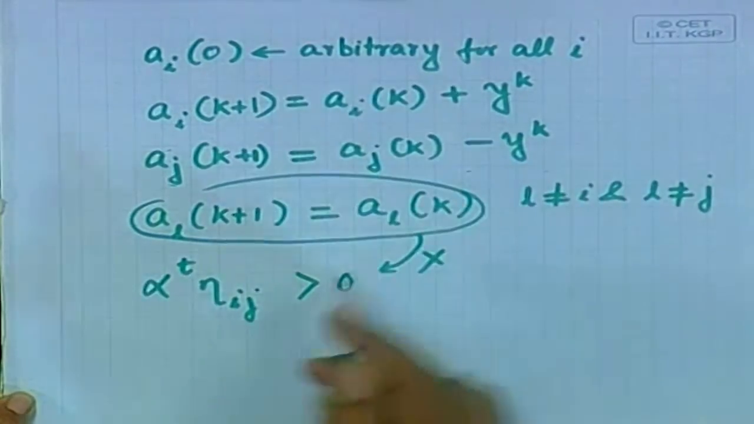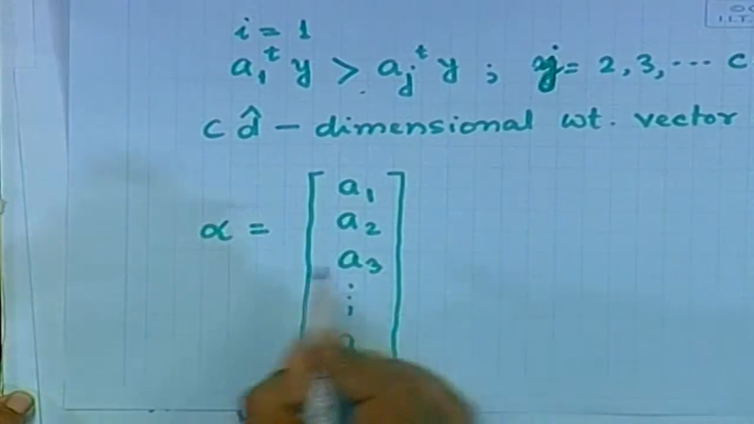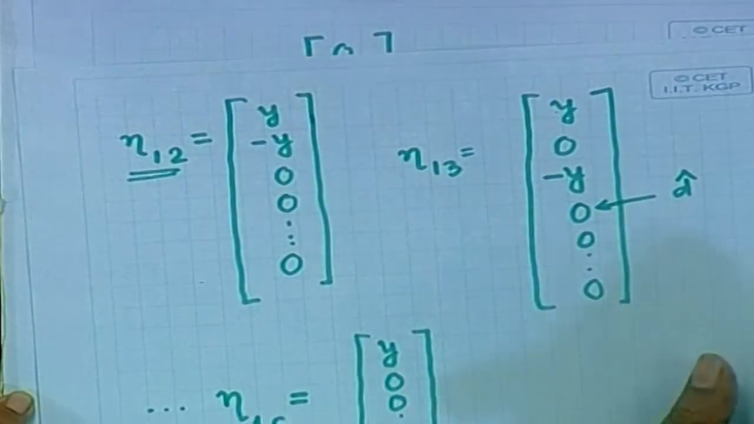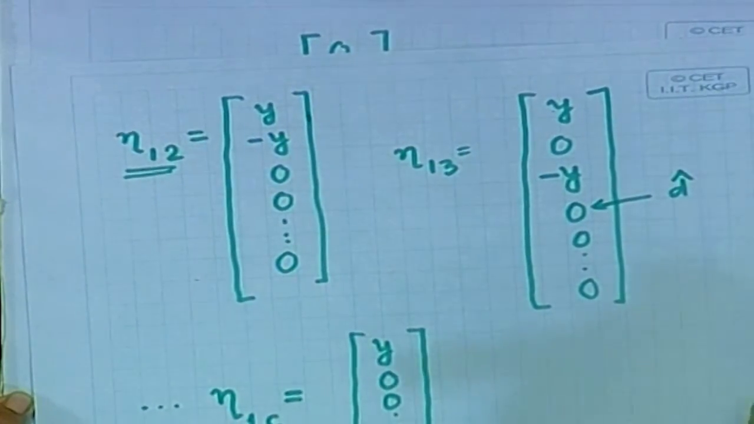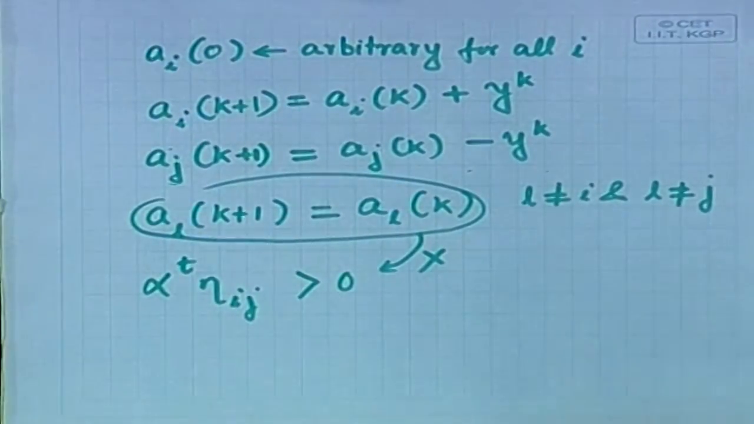And this kind of construction, because you find that every time from ai we are constructing this weight vector alpha, and for every sample y we are constructing alpha eta ij, this kind of construction is what is known as Kessler's construction.